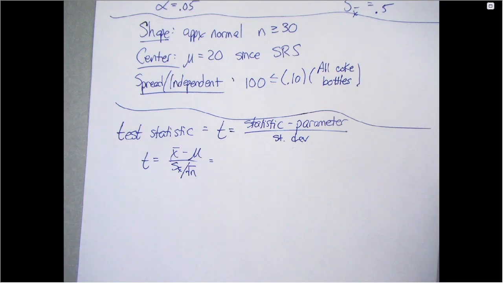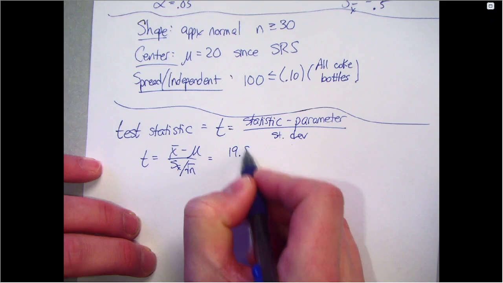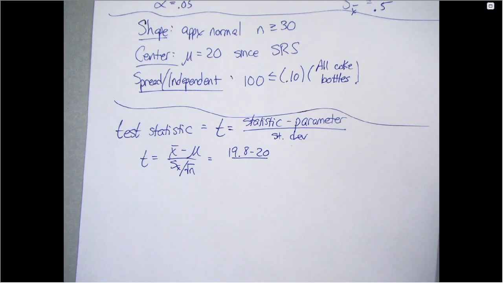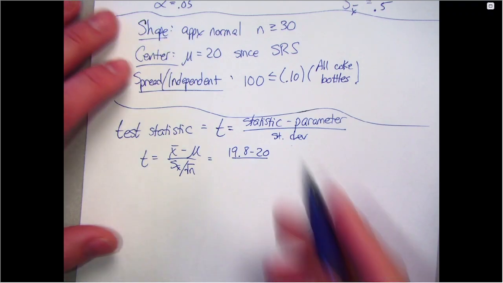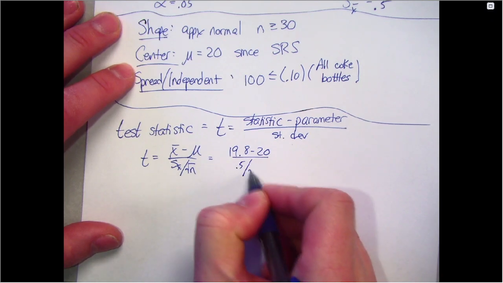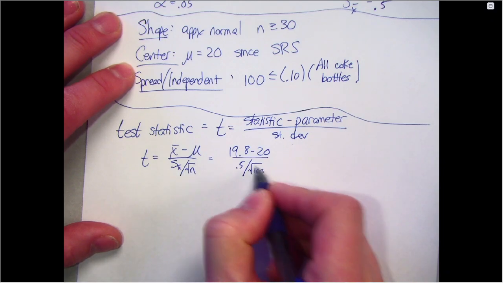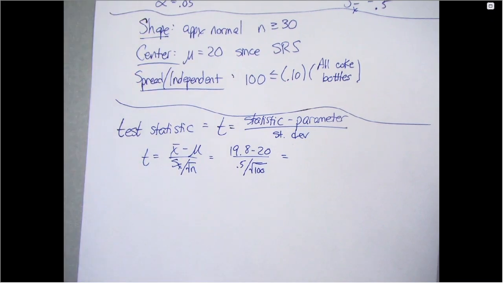And then you put in what we know. So X bar is 19.8, a little less than 20. The question is, is it enough less that I'm convinced something crazy is going on, or is it like, yeah, I can't really say they're lying. The standard deviation is 0.5 divided by the square root of the sample size, the square root of 100, so divided by 10. And you're not going to calculate that. You're going to go to your calculator and it's going to tell you everything from there.